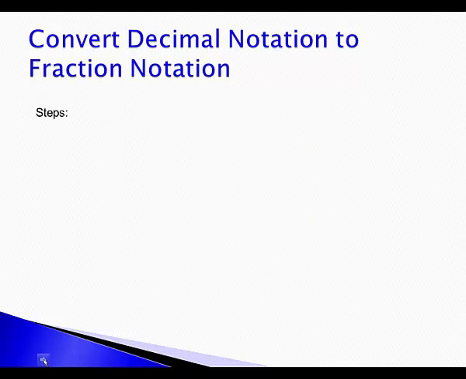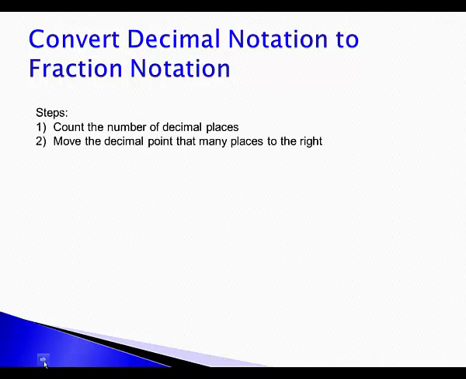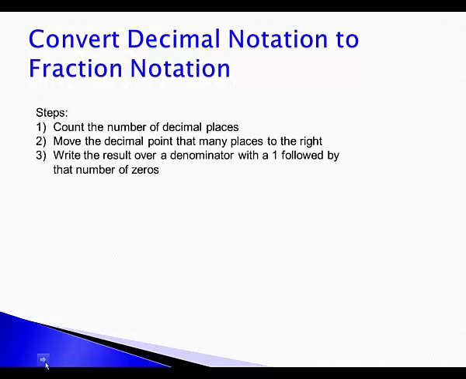Now I want us to look at converting decimal notation to fraction notation. So let's look at the steps for doing this. First of all, we will count the number of decimal places. We'll move the decimal that many places to the right, and we'll write the result over a denominator with a 1 followed by that number of zeros. Now I know that sounds kind of confusing, so let's look at an example.